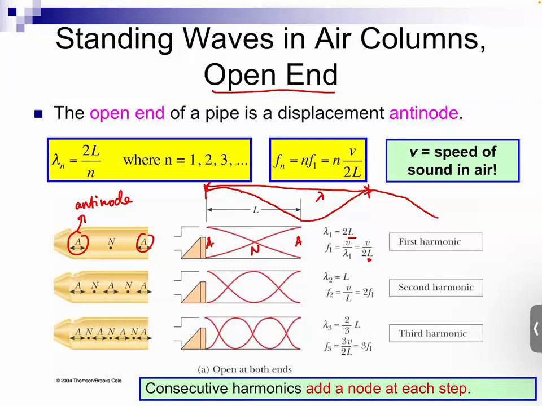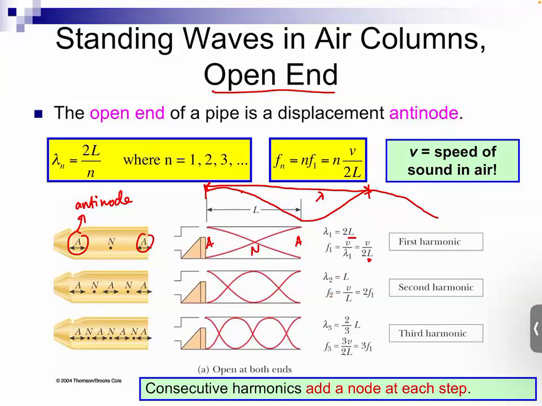Now for the second harmonic, you simply add a node. You simply add a node at each step, keeping both ends as antinodes. So if you keep both ends as antinodes because both ends are always open, you necessarily add a node at each step, and the frequency changes according to this equation.